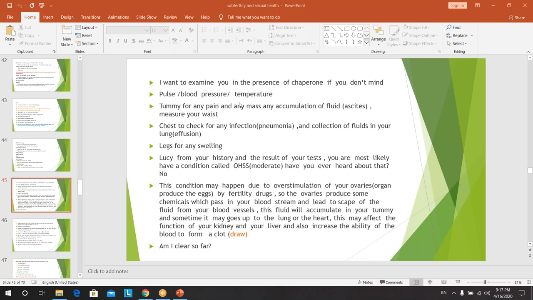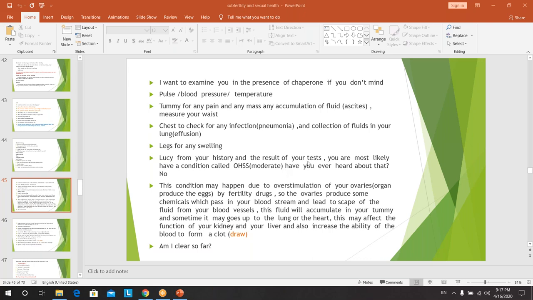Pulse, blood pressure, temperature, to be sure that you are in the best possible shape. Examine your tummy for any accumulation of fluid and measure your waist. Check your chest for any infection, any collection of fluid around the lung. Your legs for any swelling. After that, you come to explain the condition as you did in the beginning of the station.